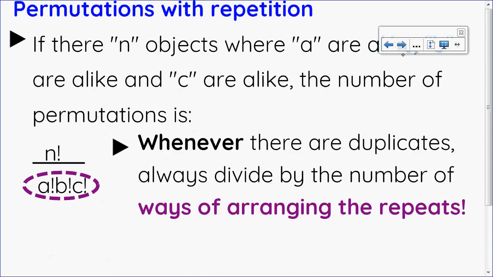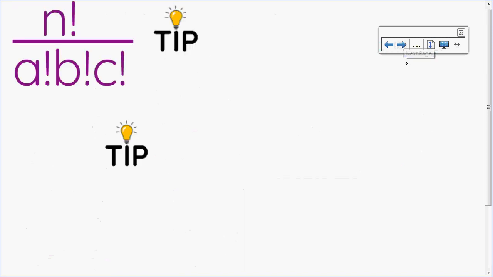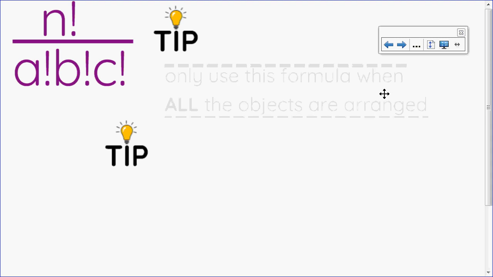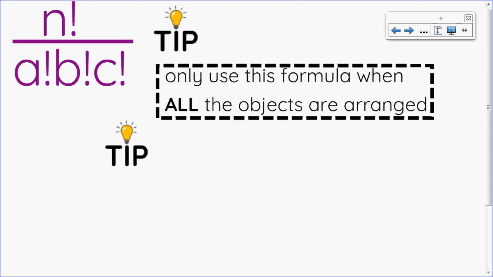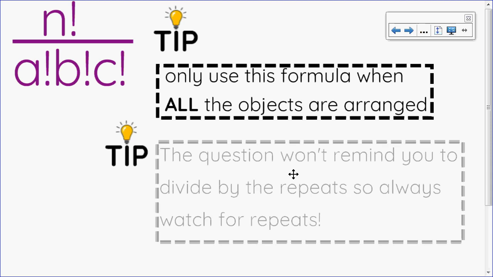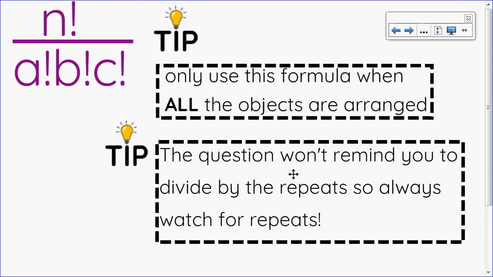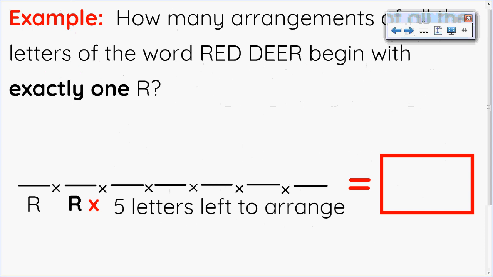So a couple of tips with this formula here. First tip is this formula is only going to be used when you're arranging all the objects. So if you ever have a question where there's repeated elements, you're always going to be arranging all of them. The other tip that I have for you is the question isn't going to remind you to do this. It's just going to ask you to do the arrangements. You need to remember to divide by the ways of arranging the repeats. Let's try such an example.